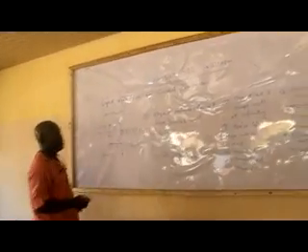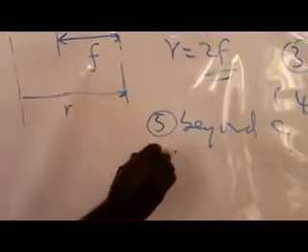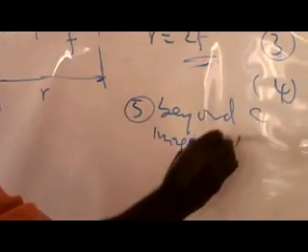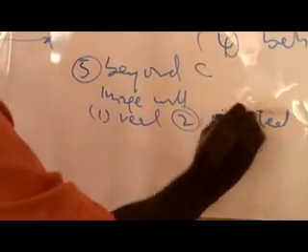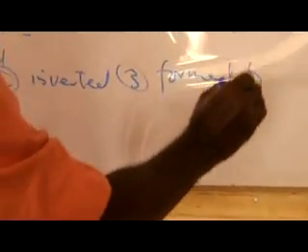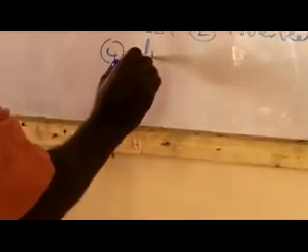Beyond C, when the object is placed beyond C, number 5, the image will be one, real; two, inverted; three, formed between F and C; number four, diminished. This is the only place where you get a diminished image.